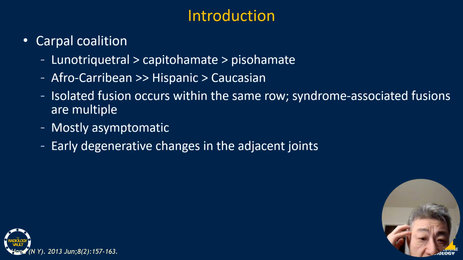A carpal coalition most commonly occurs in the lunotriquetral joint. The next most common are the capitohamate and pisohamate. Afro-Caribbean populations have more carpal coalitions than Hispanic and Caucasian populations. Isolated fusion occurs within the same row. When the carpal coalition involves both proximal and distal carpal rows, it can be related to a syndrome. Mostly asymptomatic, but it can cause early degenerative changes in the adjacent joints.